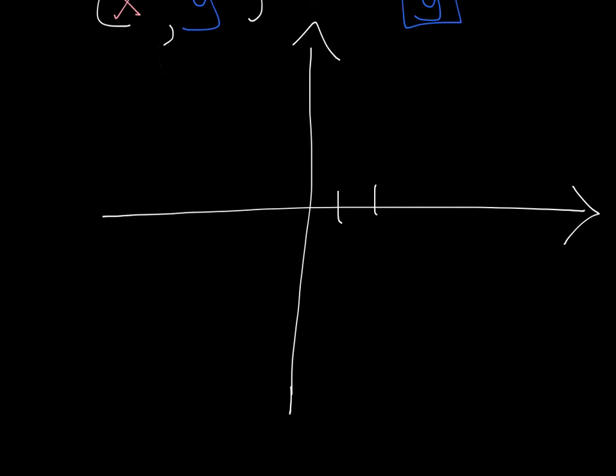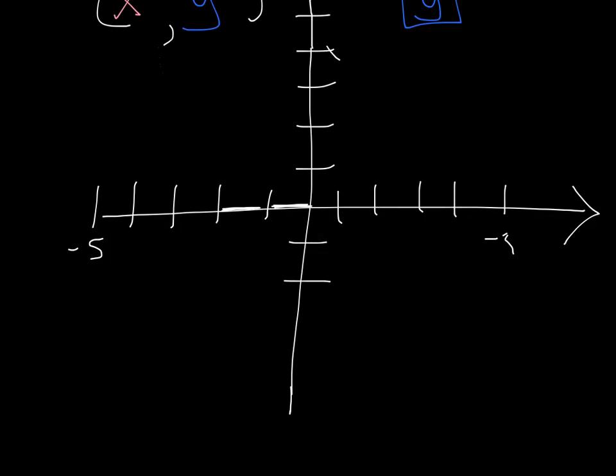And again, 1, 2, 3, 4, 5 and 1, 2, 3, 4, 5. And pretend these are equidistant. Of course, it's not perfect because I don't have actual graph paper. Here's -5, here's +5. Okay, so what are the points that we had above?